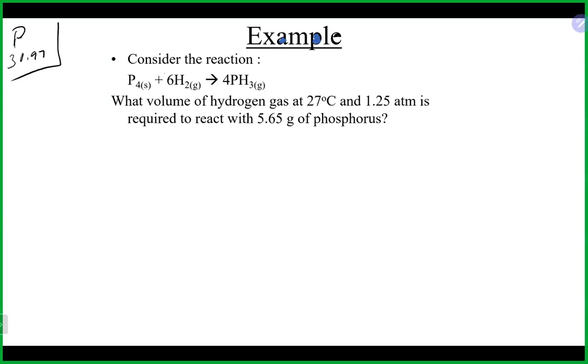Interested in the hydrogen over here, which is a gas. So in terms of the hydrogen, we want to know what is its volume. We have some other gas information, like 27 degrees Celsius for our temperature. We have a pressure that is 1.25 atmospheres. And again, we always have R available to us.